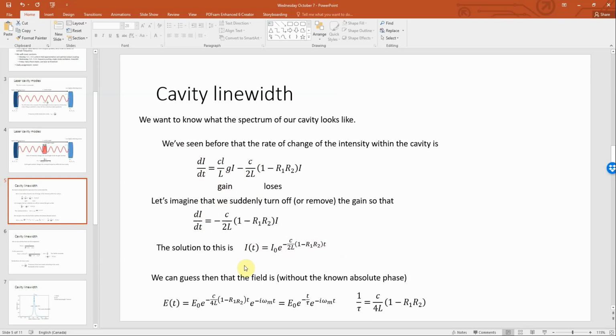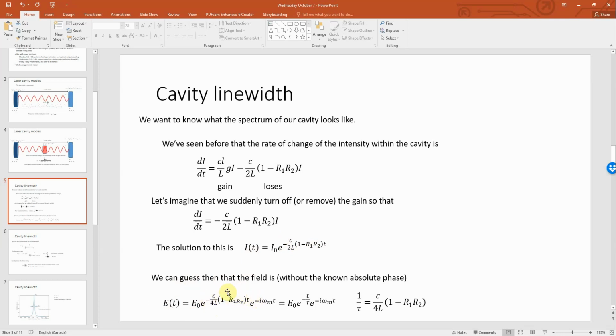Now, this decaying exponential is what the photons are doing, or what the intensity is doing, but it's not what the field is doing. The field is, of course, proportional to the square root of the intensity. So that means that the amount that the field is decaying is going to be at half that rate. So we're going to have, instead of c over 2L and then 1 minus R1 R2, we're going to have c over 4L, 1 minus R1 times R2.